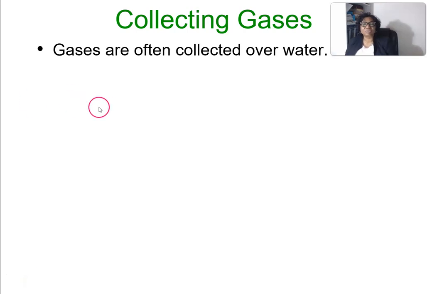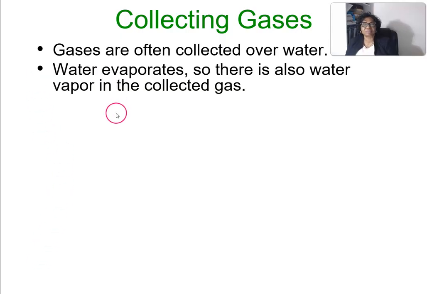Class, we want to continue with gases. Now we want to talk about how you collect gases. Gases are often collected over water, and in doing that, water evaporates. So there is also water vapor in the collected gases.